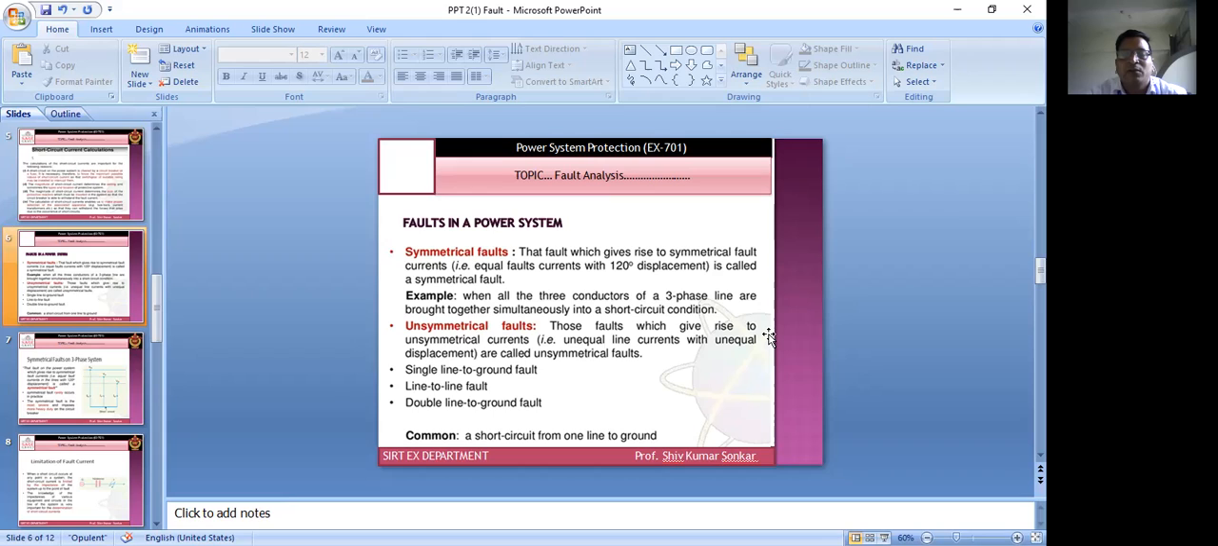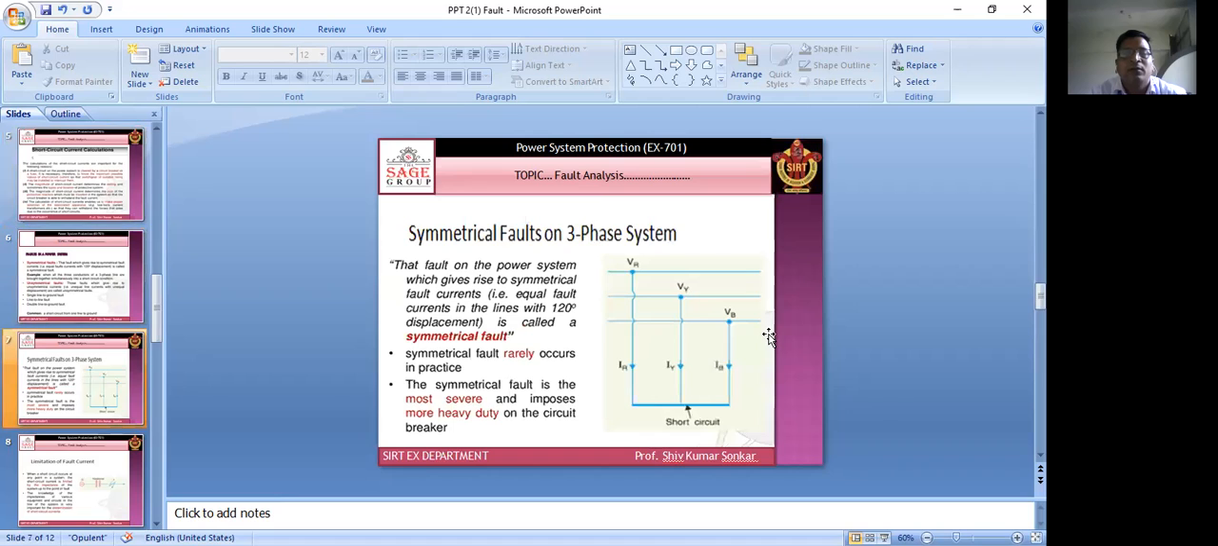Unsymmetrical faults: those faults which give rise to unsymmetrical currents, that is unequal line currents with unequal displacement, are called unsymmetrical faults. There are three types: single line to ground fault, line to line fault, and double line to ground fault. Commonly, a single line to ground fault occurs.